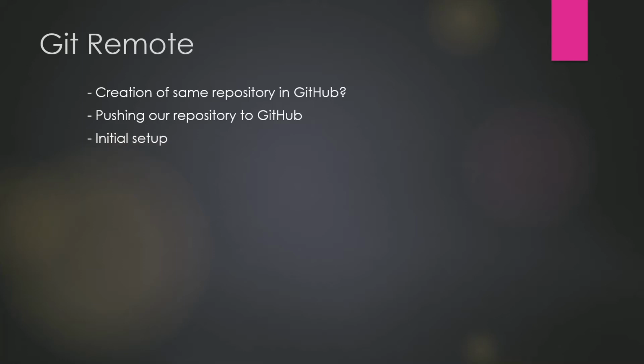We'll do the initial setup before pushing because it's needed the first time, and it's a one-time process. And then pulling changes. Pulling changes means if you have made any change in Git remote or GitHub, you have to pull those changes into your local, because there could be an environment where a lot of people are working. So that's what we'll learn today.